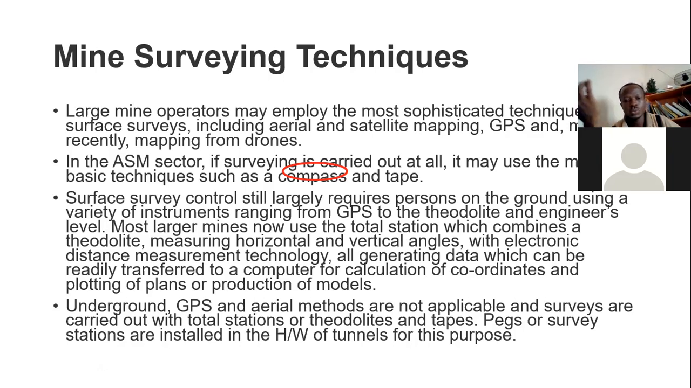Surface survey control. So we're talking about using GPS to extend control. We can use theodolites. We can use total stations. Remember that the total station is an electronic theodolite. It's able to measure distances electronically and then to measure direction as well.